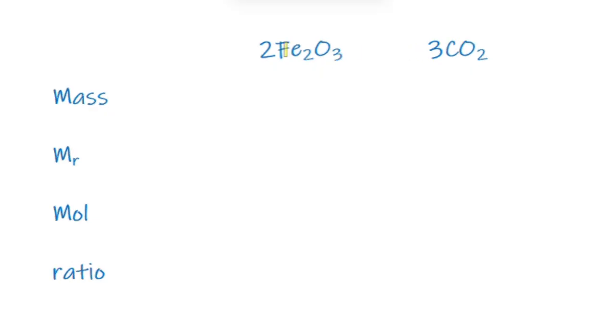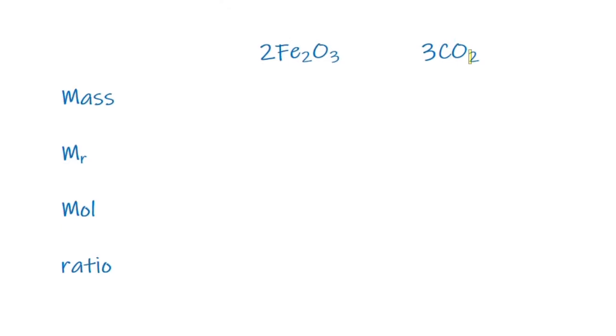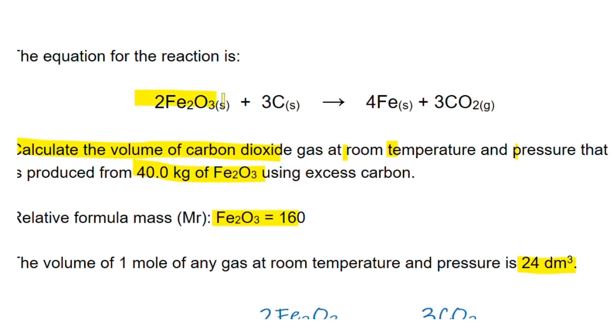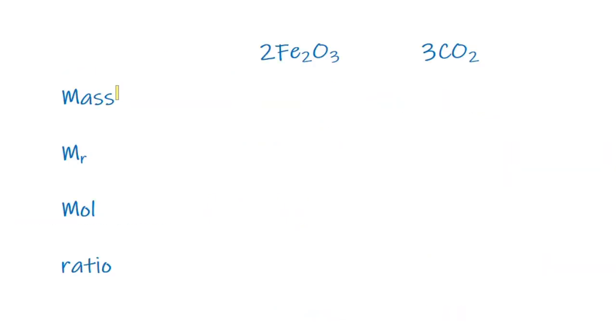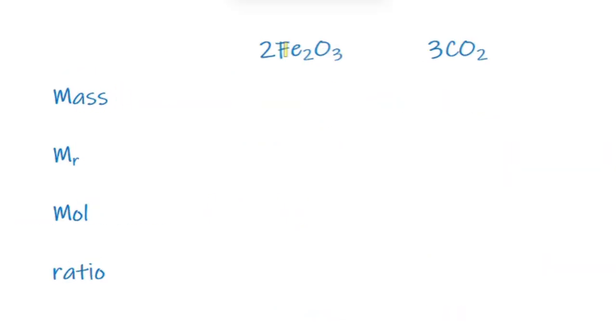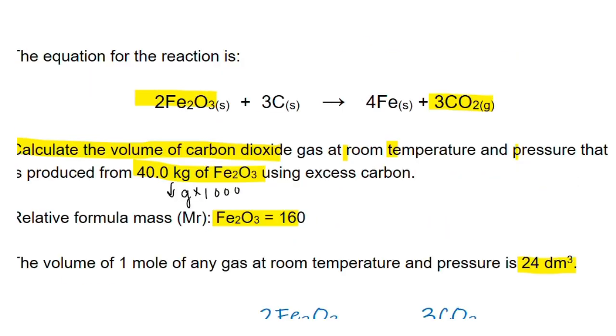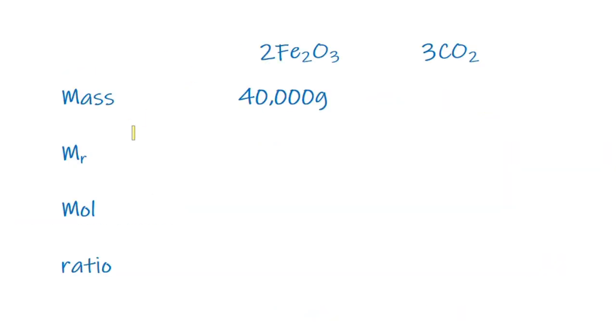I use what we call the table method, and you may have seen it in other videos of mine. What we need to do is look at the 2 compounds that we're looking at in the question, and that is the iron oxide and the carbon dioxide. So we put them down in their molar ratios. Down the left hand side we write mass, Mr, moles, ratio, and we fill in any numbers we've got in the question. For example, the iron oxide was 40,000 grams because it says 40 kilograms, but we need it in grams, so we multiply it by 1,000.